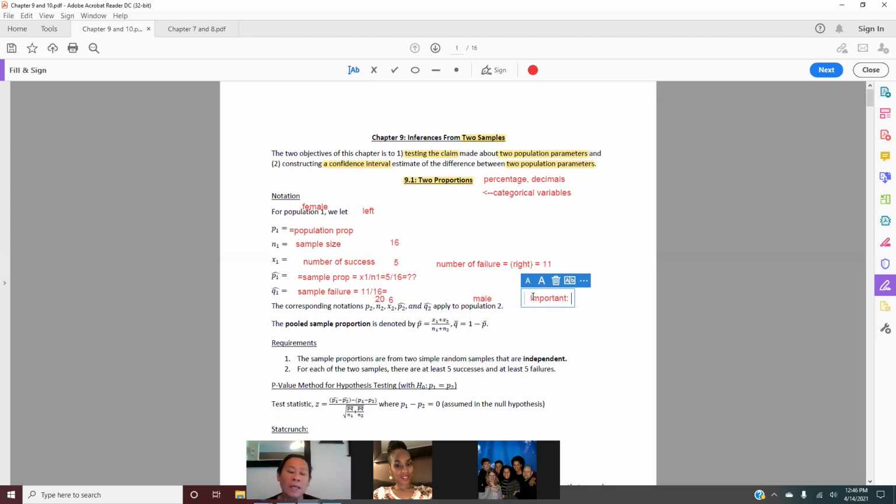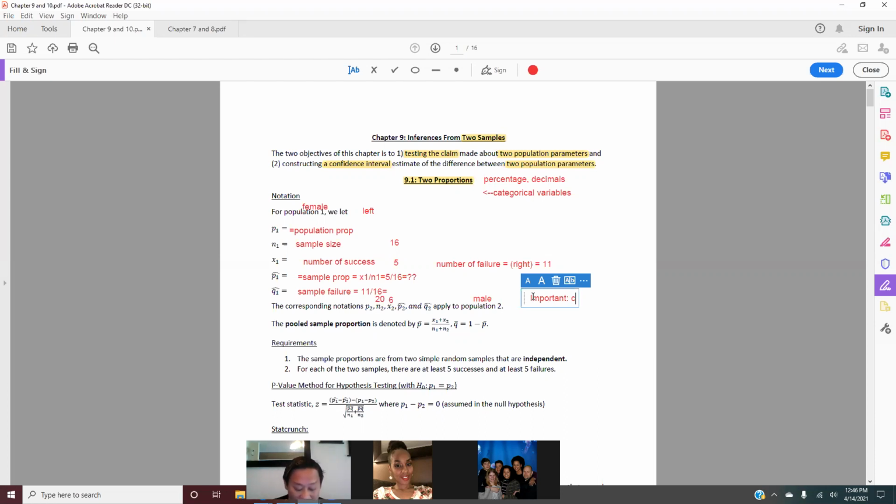How do you know which one is the first population and which one is the second population in your homework or in your test question? Because when you read something, you say, okay, I got male, I got female. Which one is the first? And again, if you switch these two around, you will get a wrong answer. So how do we know which one belongs to the first population?